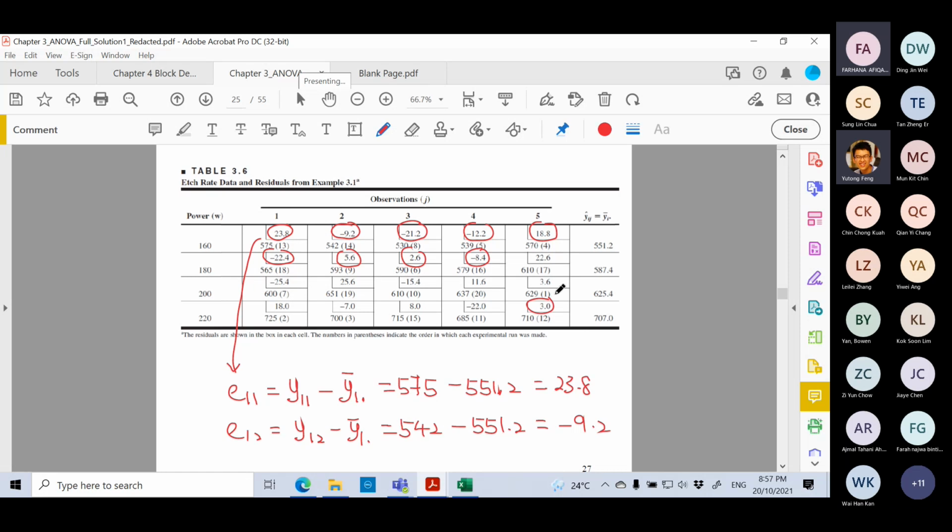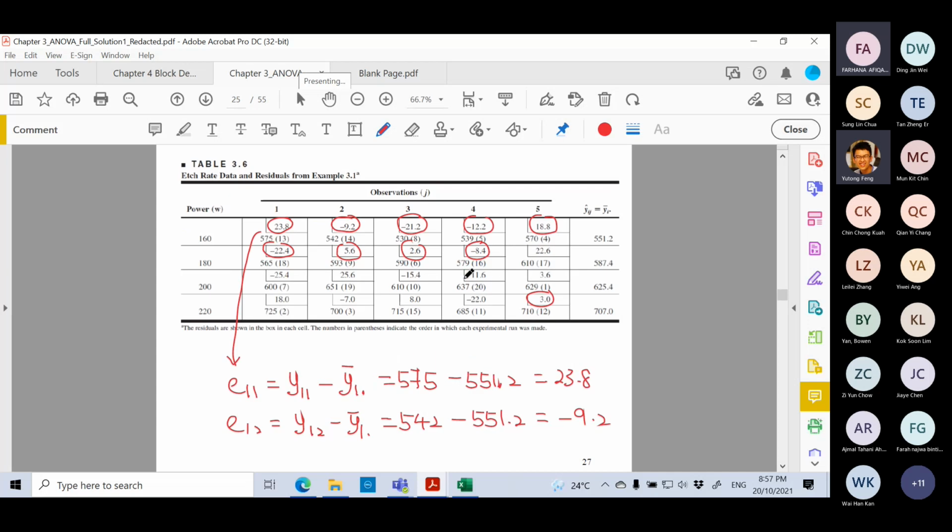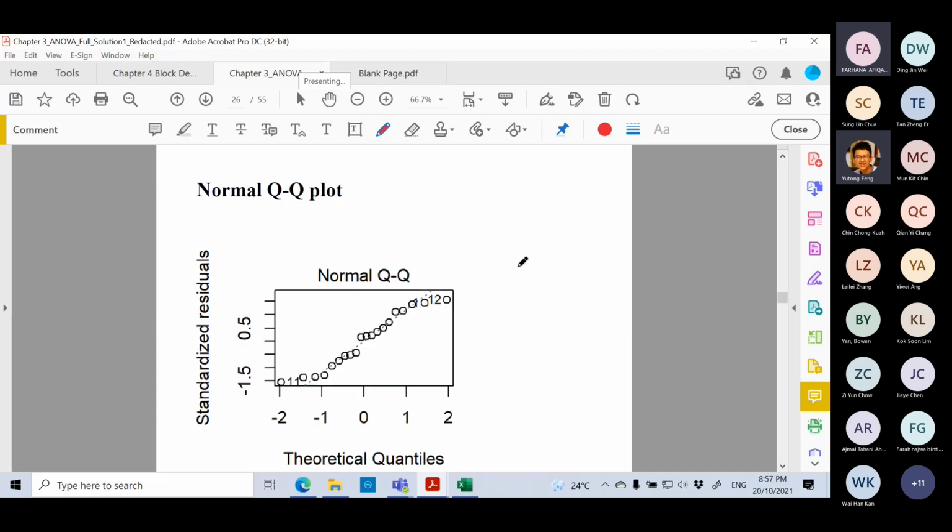Different models have different formulas to compute their residue. For this one-way ANOVA, this is the way. But once you know the definition of residue, the rest is the same, except the Y-hat model will be different. So the first one is checking for the normality assumption.